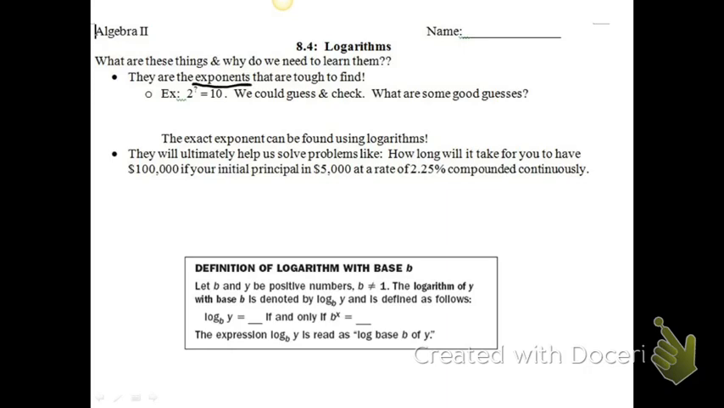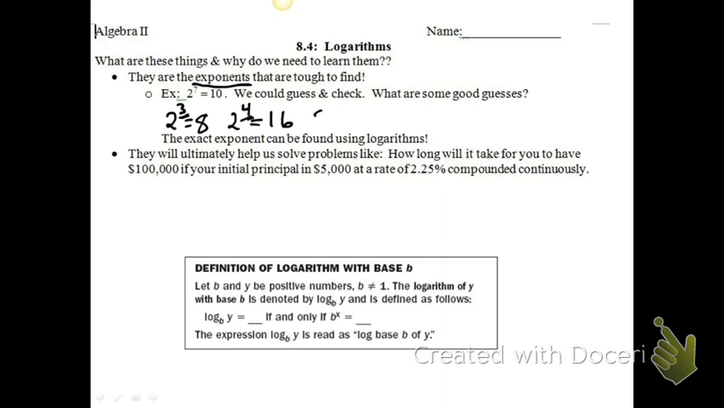So for example, if I wanted to know 2 to the what power is going to be 10, right now we don't know exactly what that is without guessing and checking. We can say, we know 2 to the third is 8, and we know 2 to the fourth is 16, so it stands to reason that we would have to pick an exponent that's in between 3 and 4 to get an output that would be close to 10.